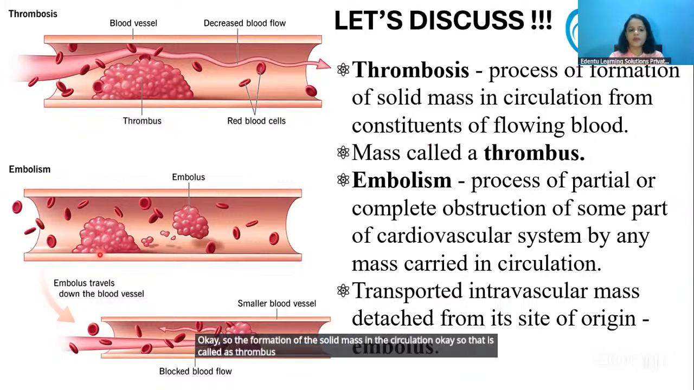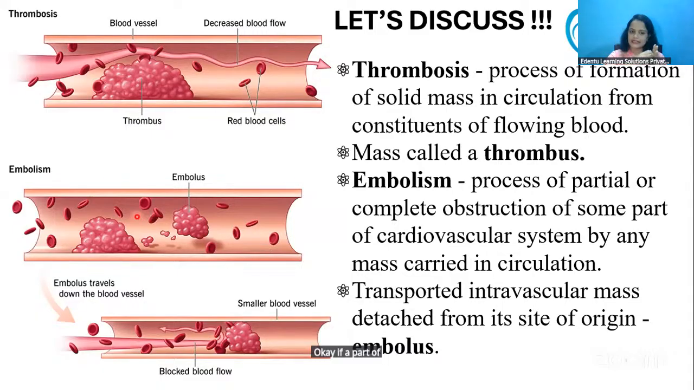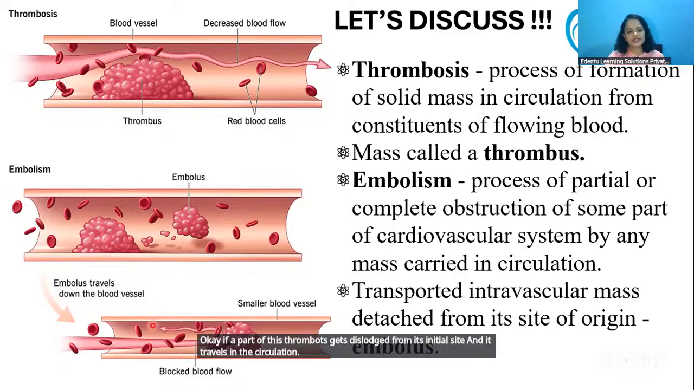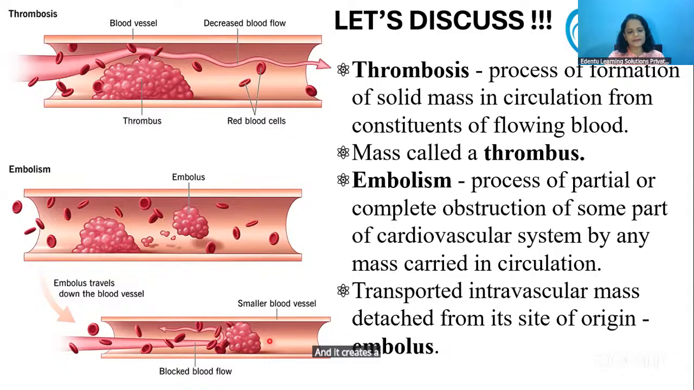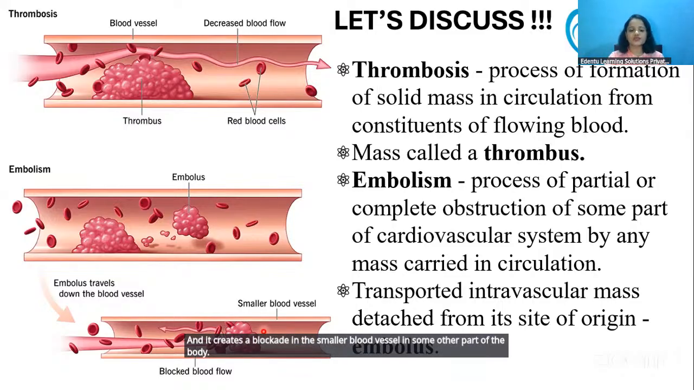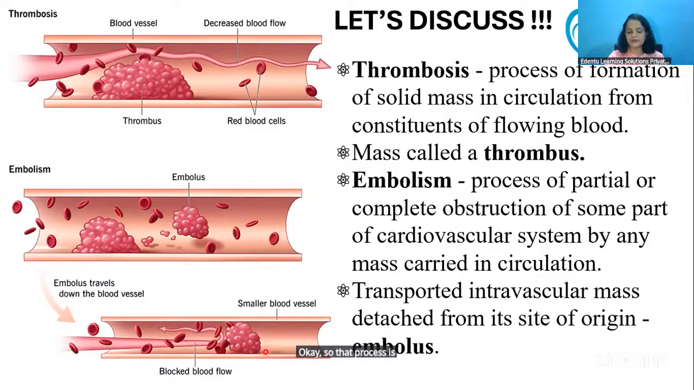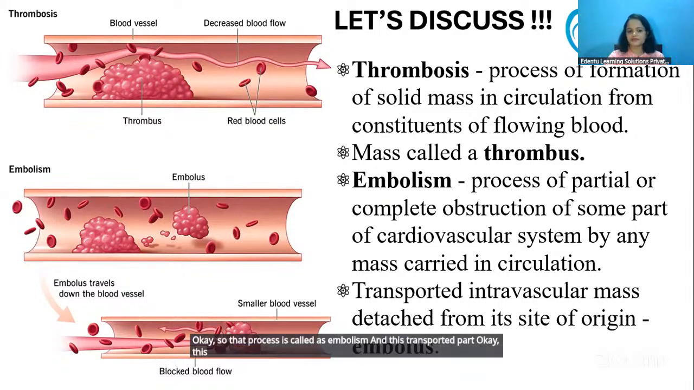Now, if a part of this thrombus gets dislodged from its initial site and travels in the circulation and creates a blockade in a smaller blood vessel in some other part of the body, that process is called embolism, and this separated transported part is called the embolus.